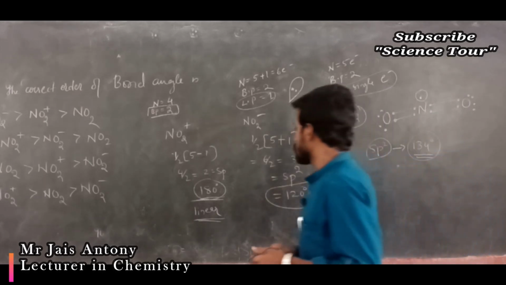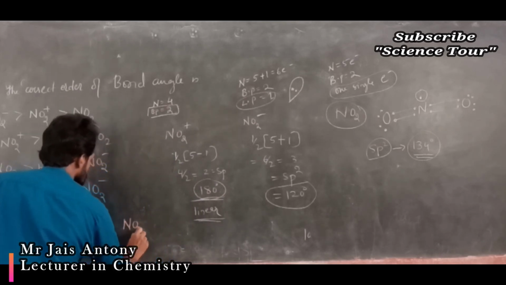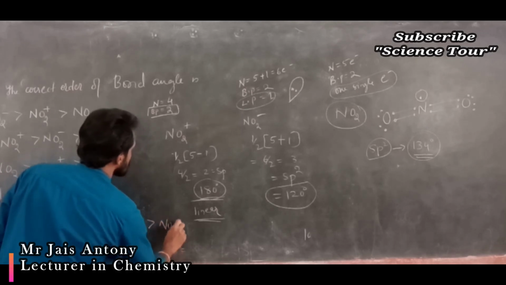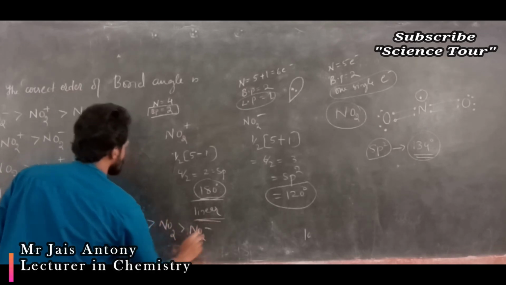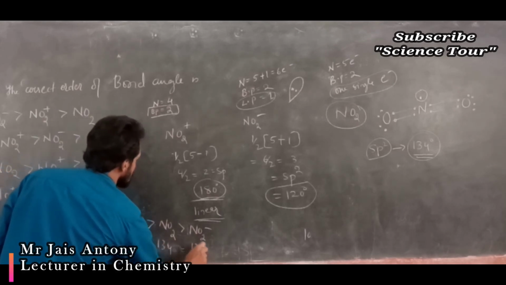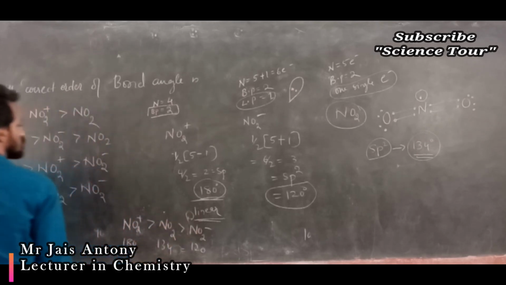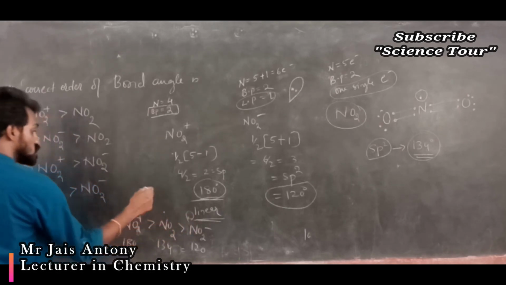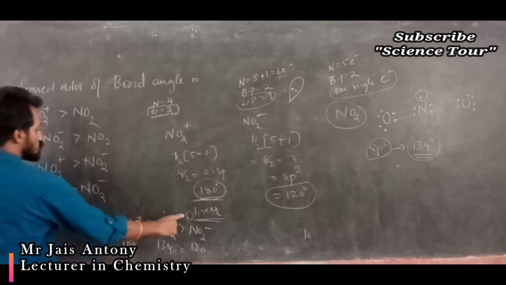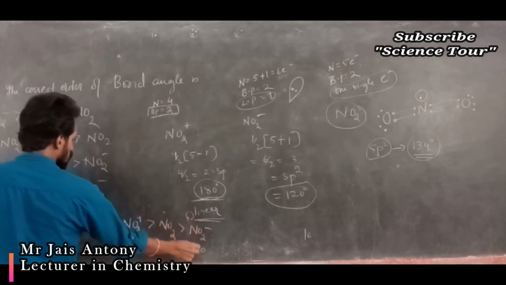So my dear students, which order is correct? How to write 180 first? NO2 plus first, then NO2, then NO2 minus. So 180, 134, 120, because here it contains one single electron, here it contains one lone pair, that means 2 electrons, free electrons. Here 1 single electron, here 2 electrons, that is called 1 lone pair.